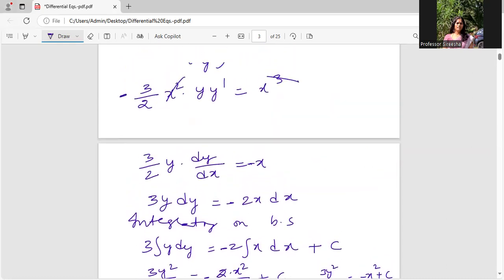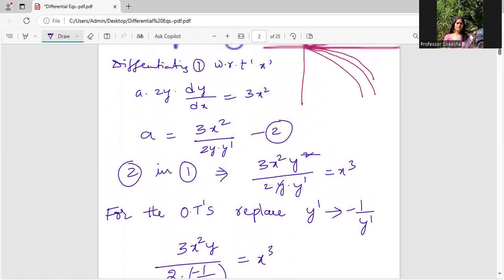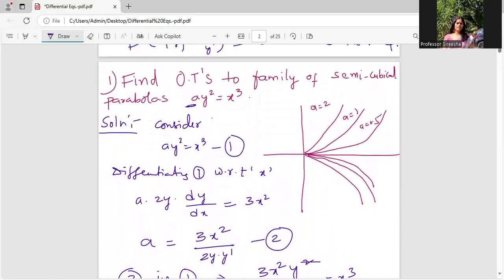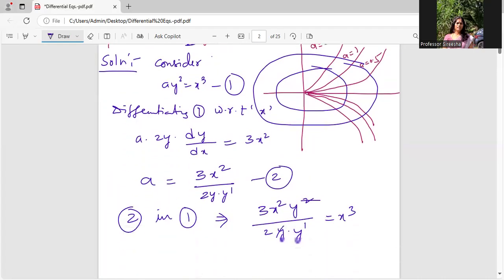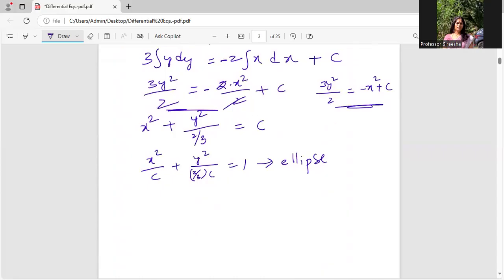I can tell it in a much more refined manner, but that is fine. Even if you don't recognize that they are ellipses, it is fine. Something like this, an ellipse comes depending on those things. So these ellipses become orthogonal trajectories to the semicubical parabolas. Like that I can conclude. Otherwise, I can stop here saying this is the orthogonal trajectory for the given family of semicubical parabolas. Okay, yes. Let's do one more problem in the next lecture.